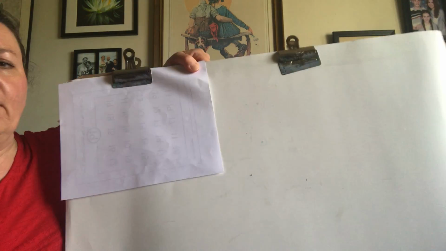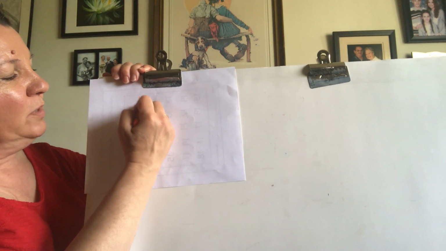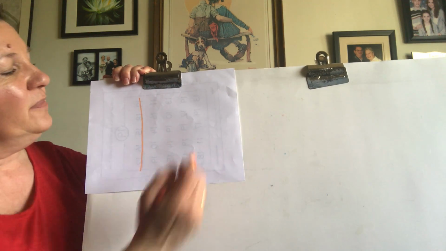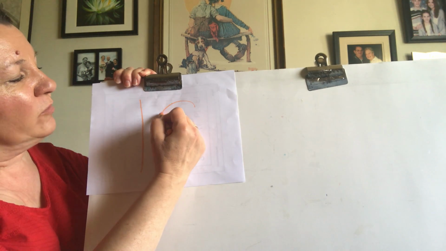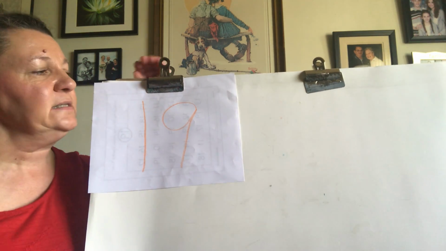Okay, so the first thing we're going to do, let's take this paper right here. We're going to be doing a number 19 search. So before we do the search, I want to just show you how we make the number 19. First we start with a 1, we go straight down, and then the 9. We start at the top, we go around and down. Okay, so there's our number 19.